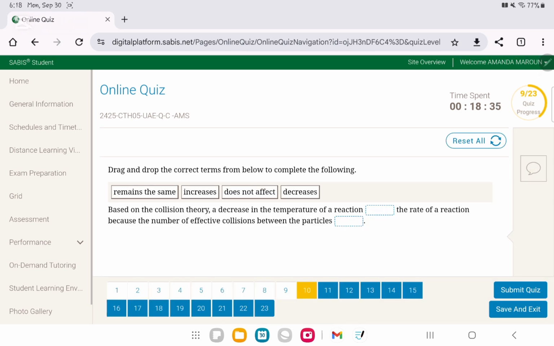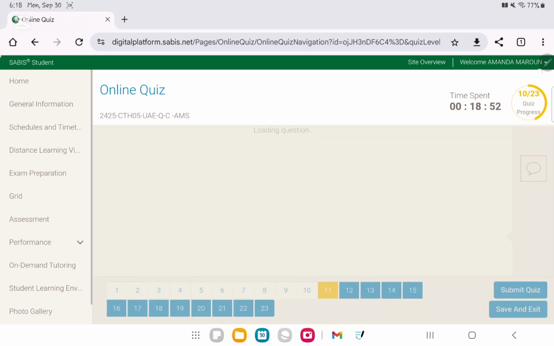Question number 10. This is from way before. If you decrease the temperature of a reaction, the reaction rate will decrease and the number of effective collisions will decrease. However, if you increase the temperature, the reaction rate will increase and the effective collisions will increase.